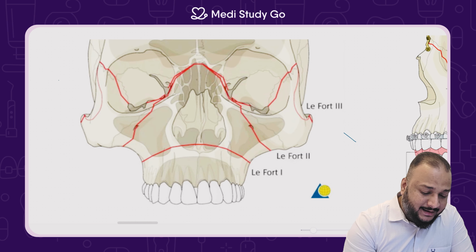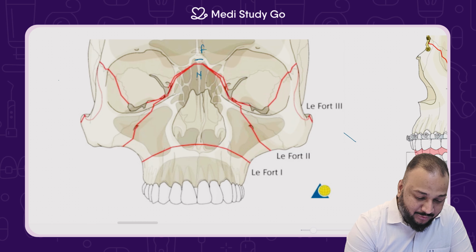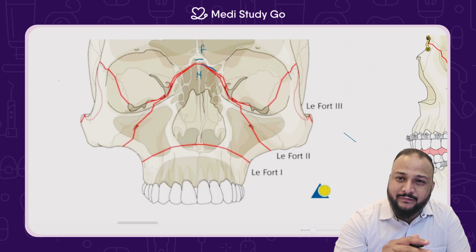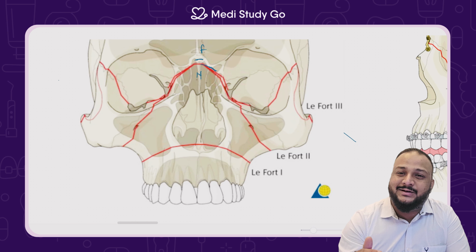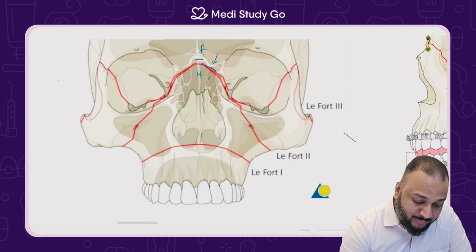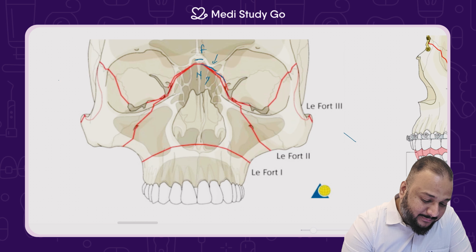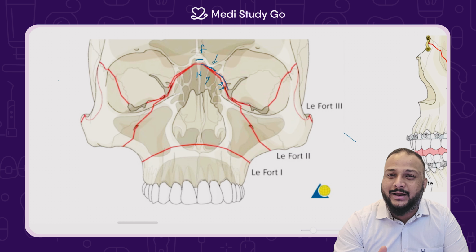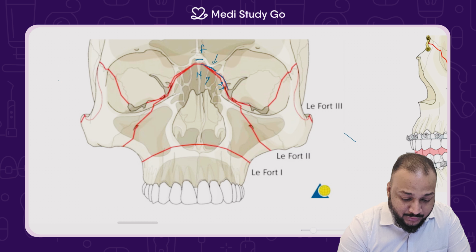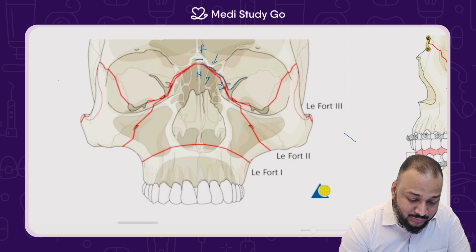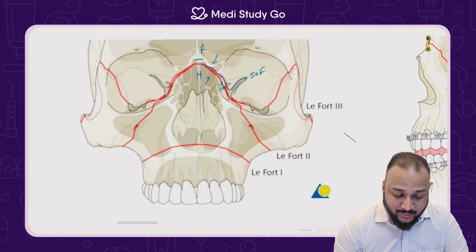The line begins at the junction between the frontal bone and the nasal bone. It moves laterally through the superior part of the ethmoidal sinus, which is the junction between the frontal bone and the ethmoidal bone. Next, this line moves on to the medial wall of the orbit, a little deeper than what the Lefort 2 line goes medially. Further medially, you have the superior orbital fissure, which I'm labeling as SOF.